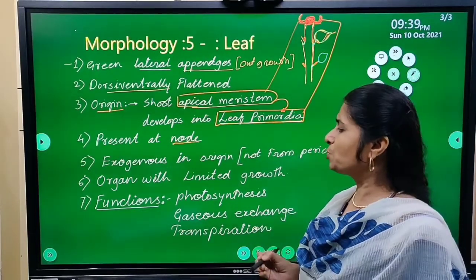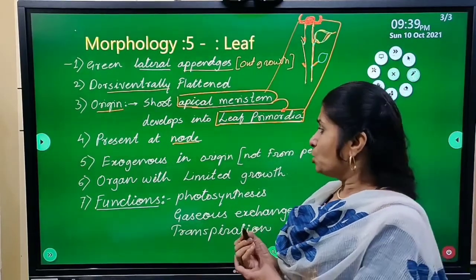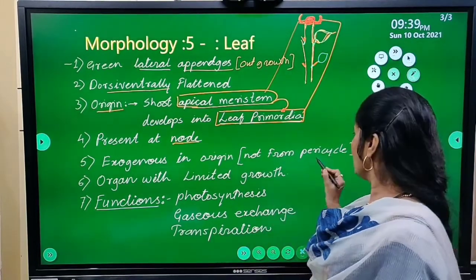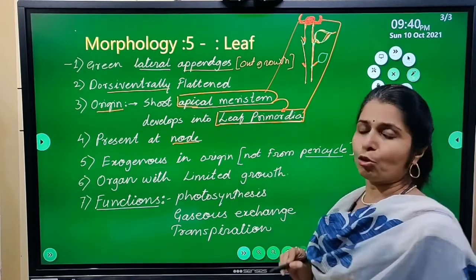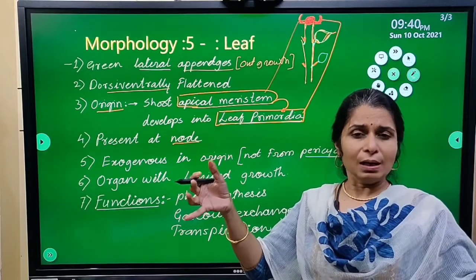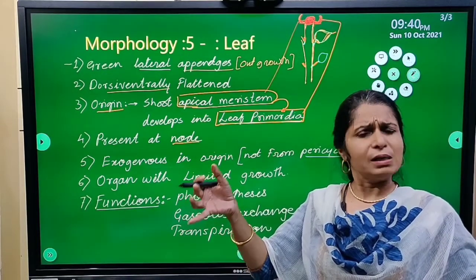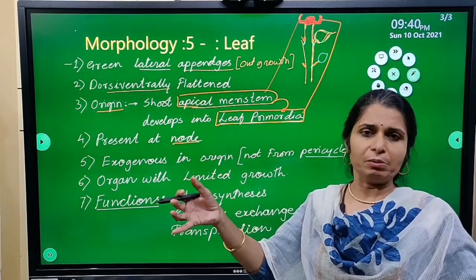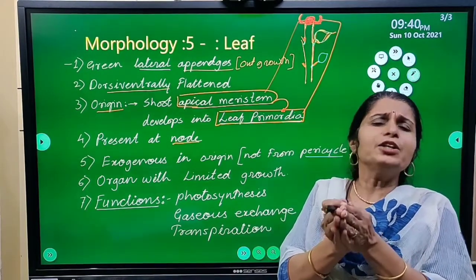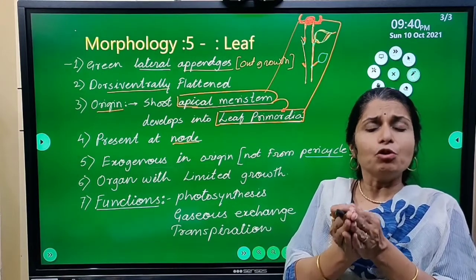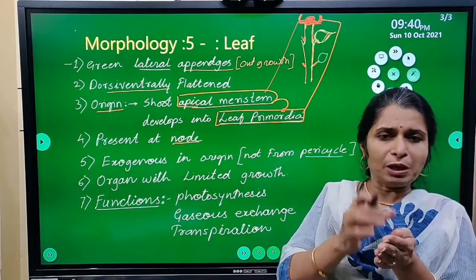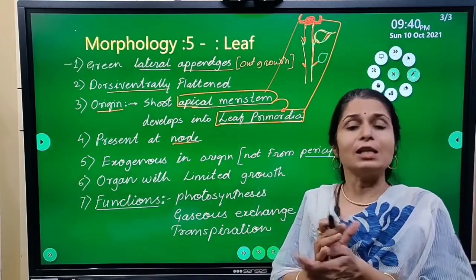Okay, then come to the next part. It is exogenous in origin and not from pericycle. Again, this pericycle word is from anatomy. Okay, so you know outermost layer of any organ is the skin. Plant का skin epidermis. Then middle part और center में होता है vein. Vein के अंदर एक tissue है pericycle. If the origin is from pericycle, it is endogenous. And if origin is out of the pericycle, it's exogenous.